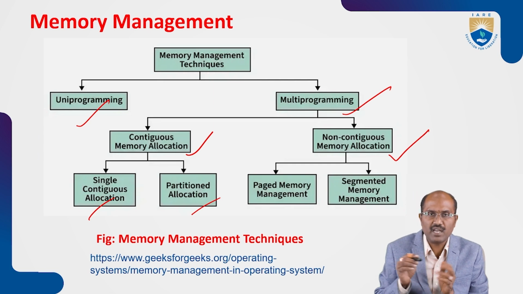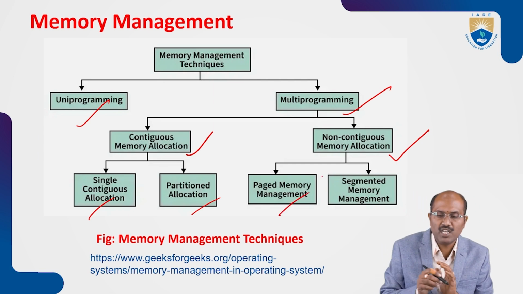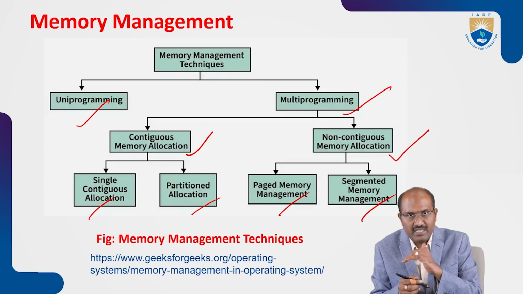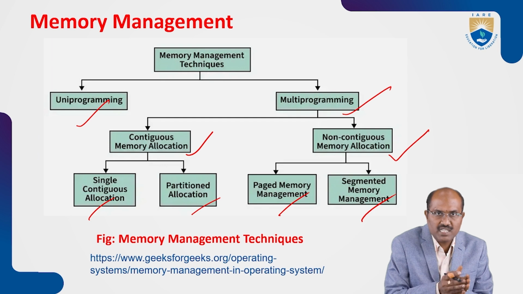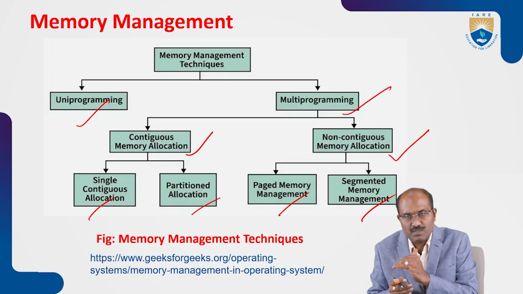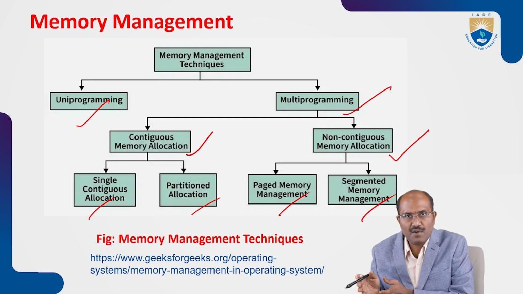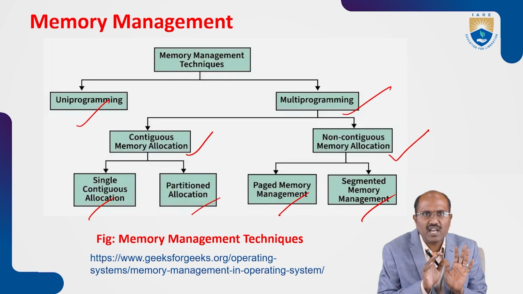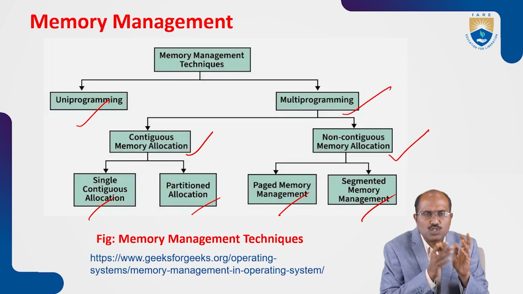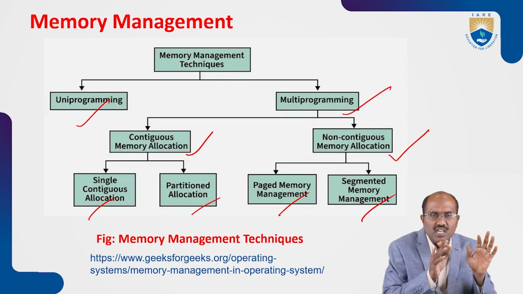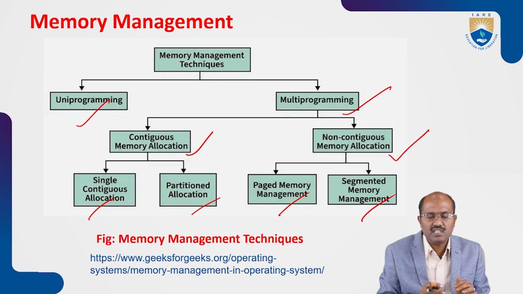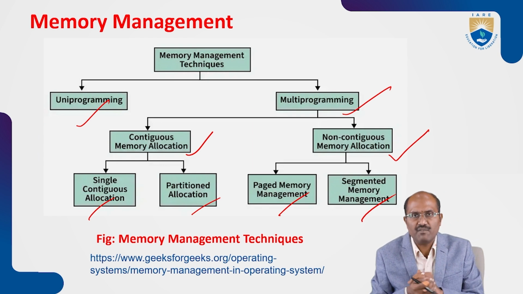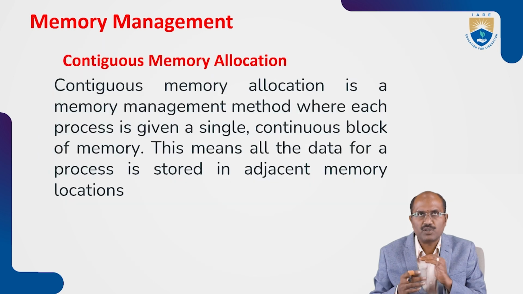Non-contiguous memory allocation is again divided into two: paged memory management and segmented memory management. Paged memory management depends on the paging technique, and segmented memory management depends on the concept of segmentation. Dividing memory into different partitions is segmentation. Fragmentation has two types, internal fragmentation and external fragmentation. That was a brief explanation, and I will give the next video lecture on this information.